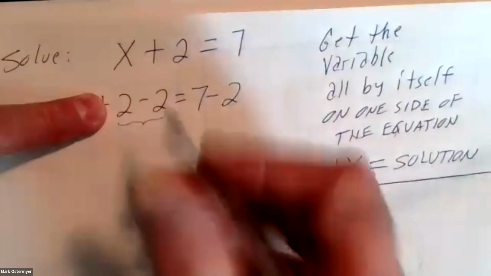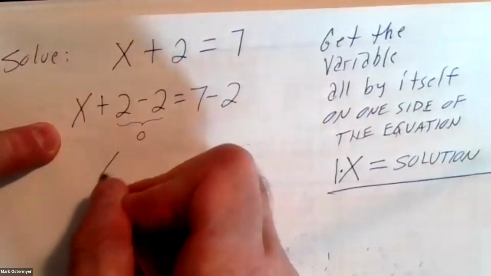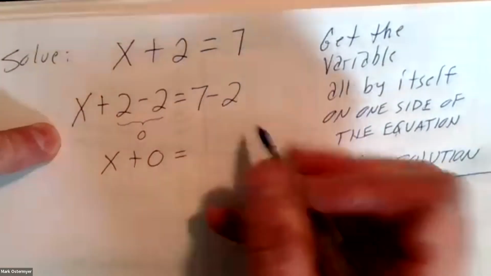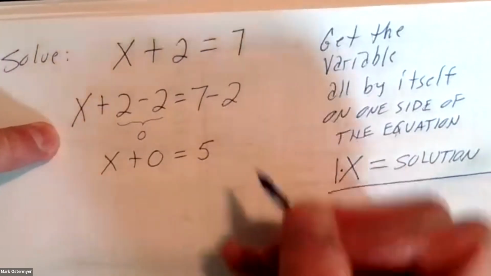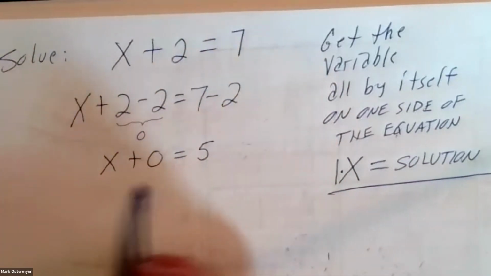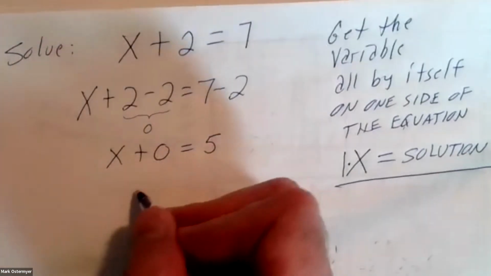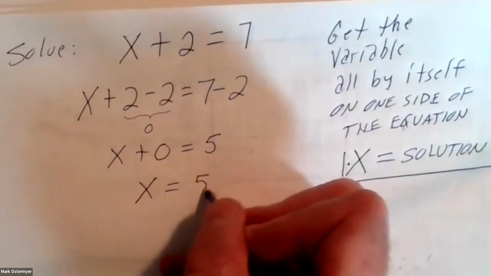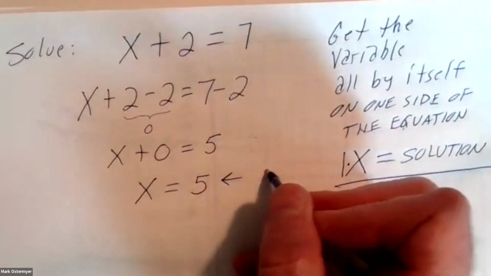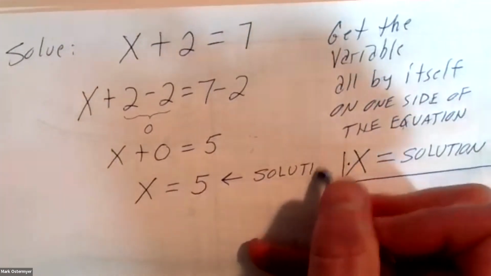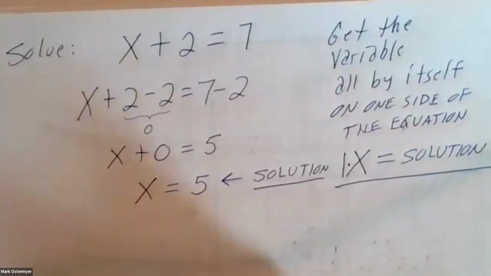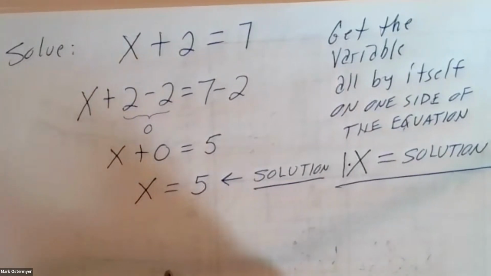0. 0. They become 0. And technically, we have X plus 0 on the left side is equal to 7 minus 2, or 5, on the right side. Well, X plus 0, anything plus 0 is still itself. So X plus 0 is still X. And ladies and gentlemen, we're done. We call 5 the solution to our equation. That's your solution. We solved this equation and we got a solution of 5.